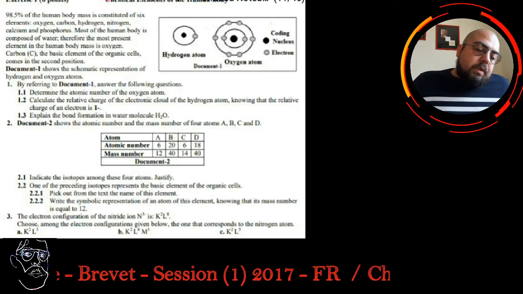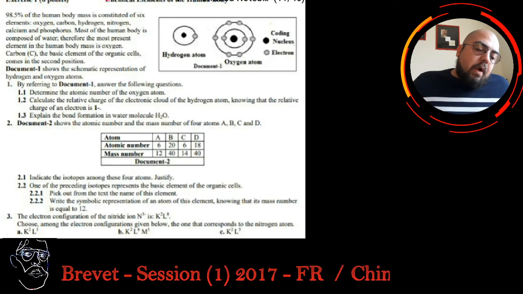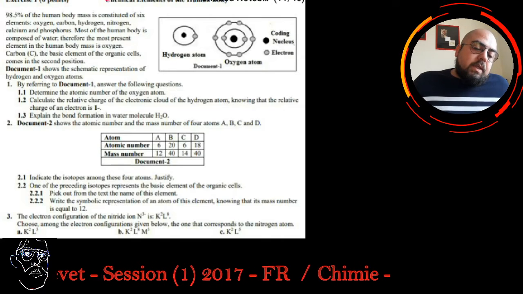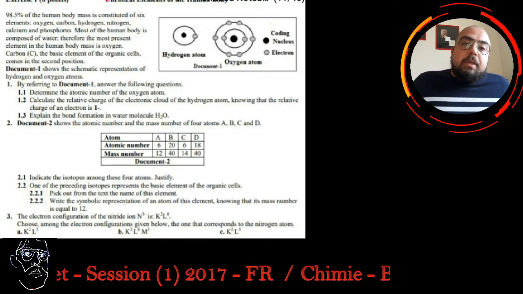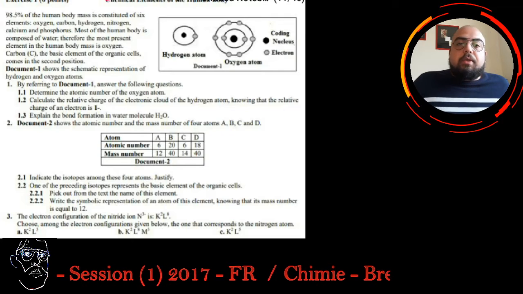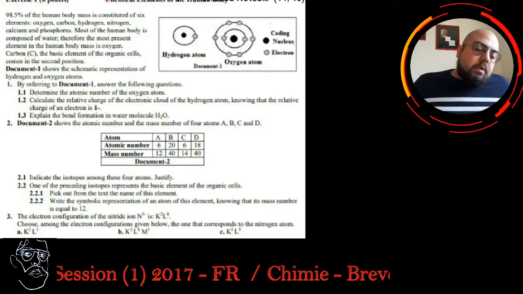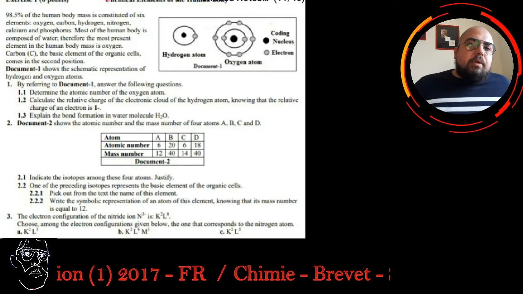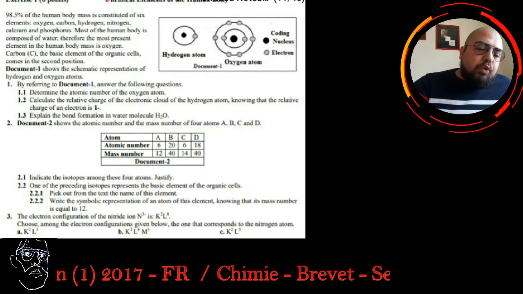Document 1 shows the schematics representation of hydrogen and oxygen atoms. By referring to document 1, answer the following questions. Determine the atomic number of the oxygen atom. So we need to find out the atomic number of the oxygen. In order to find out the atomic number, we have to check document 1.